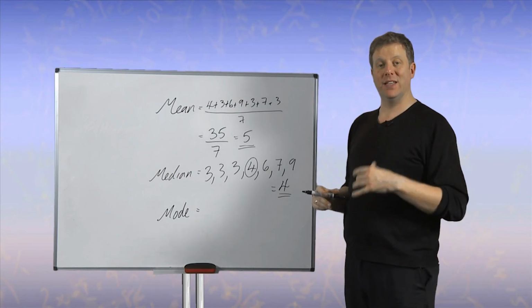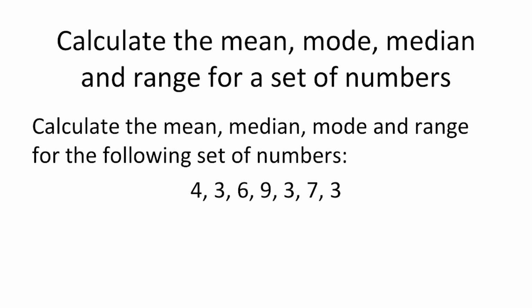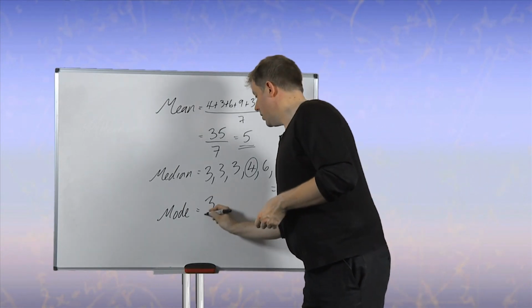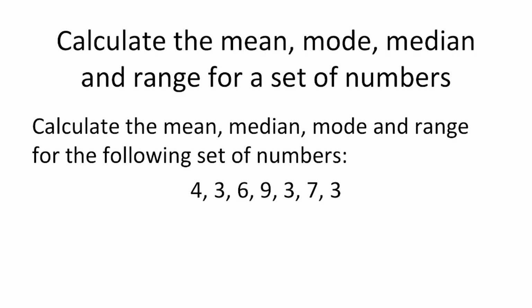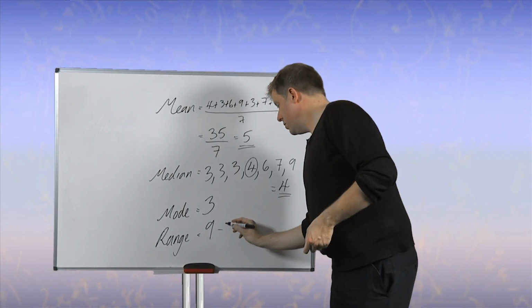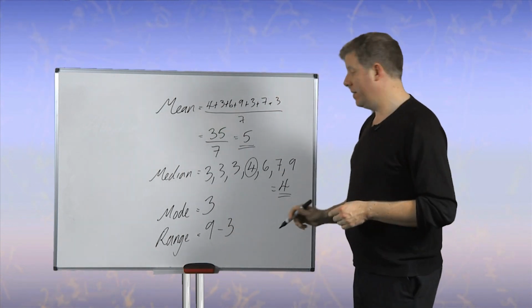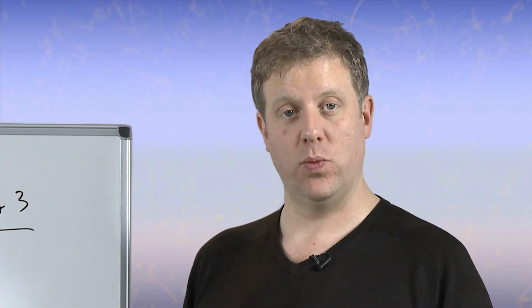Next one, possibly one of the easier ones to calculate, and that is the mode. So the mode, remember, is the most common or most frequent. And if we look at our data set, we can see that the number 3 occurs more than any other. So our mode is 3. Final one, the range. Now the range, remember, is the highest number, take away the lowest number. So when we come to work out our range, our highest number is 9, our lowest number was 3, and then we subtract 3 from 9 to give us a range of 6. So those are our 4 averages worked out.